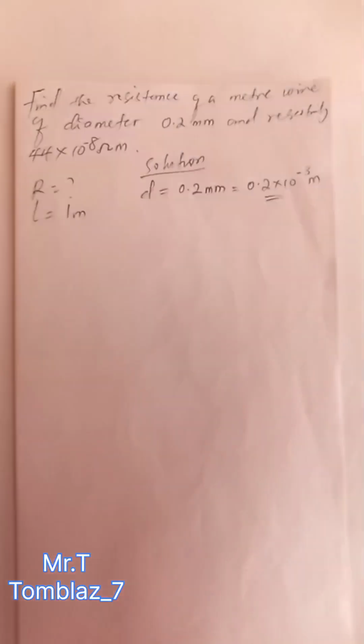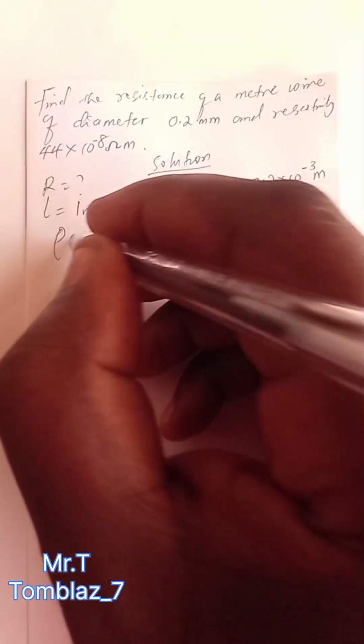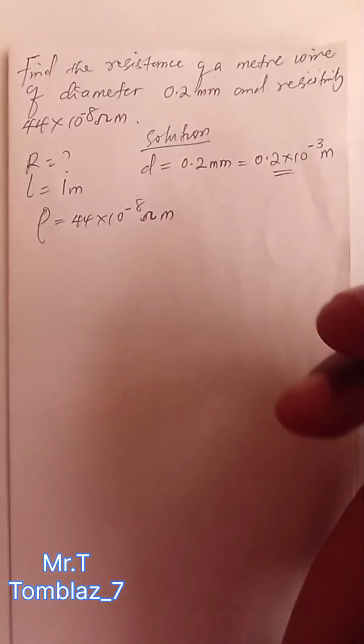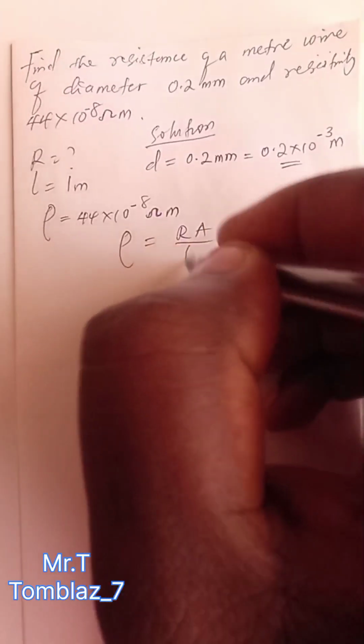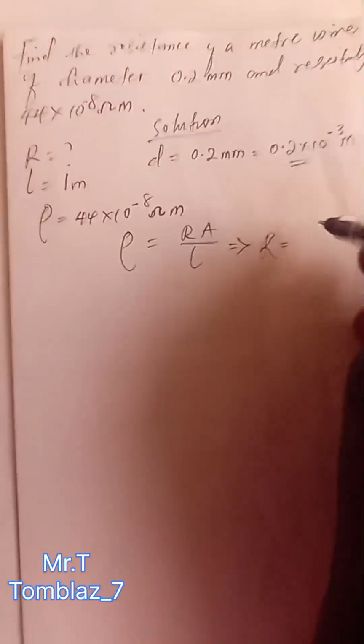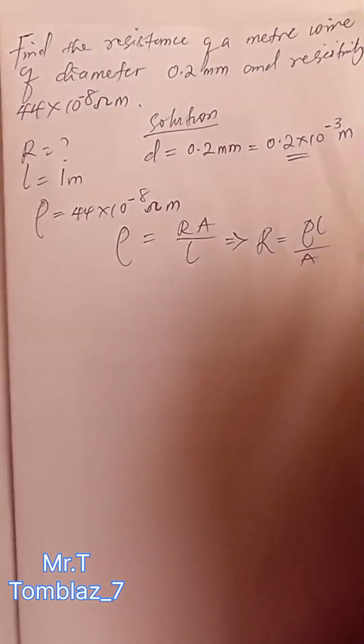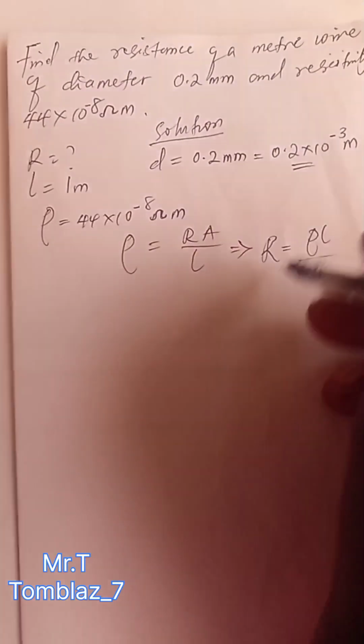Then they say the resistivity, and we know that resistivity is given as rho and is equal to 44 times 10 raised to the power minus 8 ohm meters. Bringing out this value, we know that this is related to resistivity, which is R A over L. Since they ask us to look for R, this equation becomes R is equal to rho L over A, making R the subject of the formula.